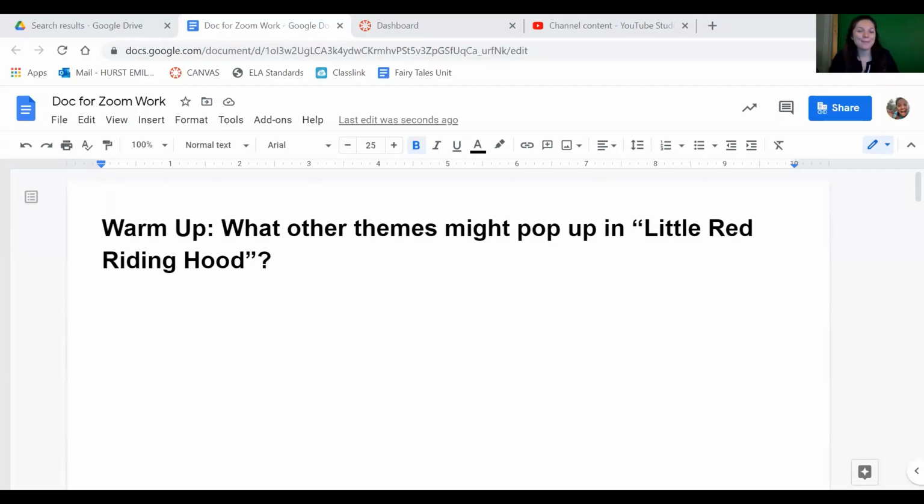We're going to continue our work with Little Red Cap, Little Red Riding Hood today. So I'm going to go ahead and share my screen. To do a warm-up today, I want you to think about what other themes might pop up in Little Red Riding Hood. So we identified the theme that it is important to be cautious of strangers, but there are likely other themes in this text. So go ahead and make a list of other themes that might pop up in Little Red Riding Hood. Pause me while you do this warm up and press play when you're ready to continue.